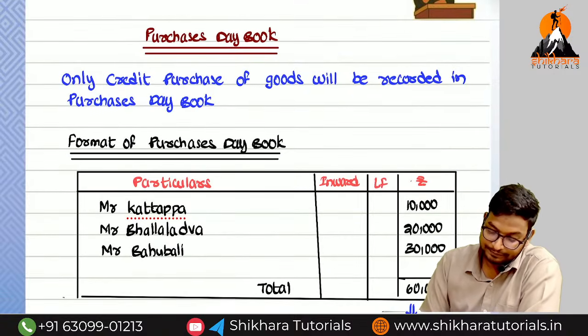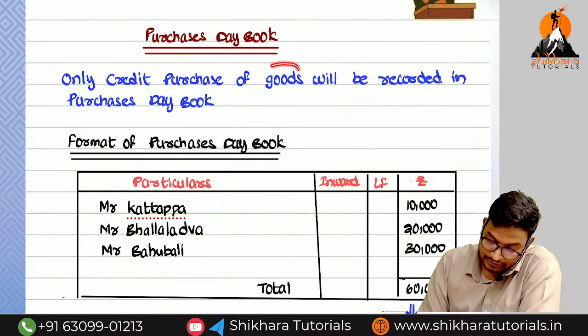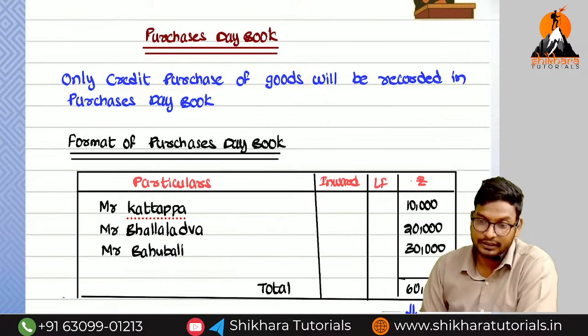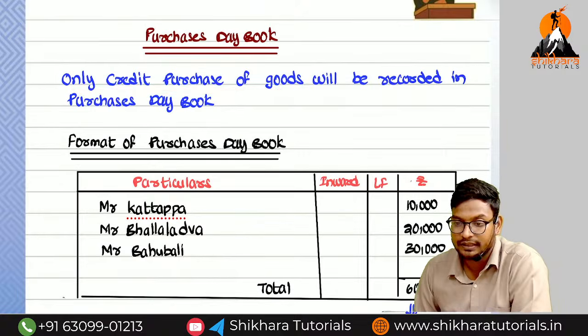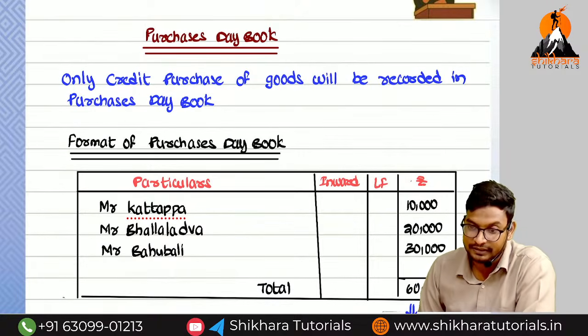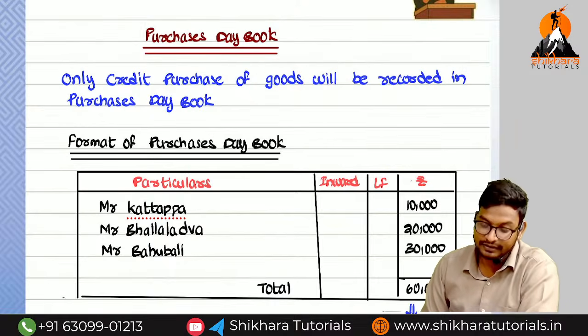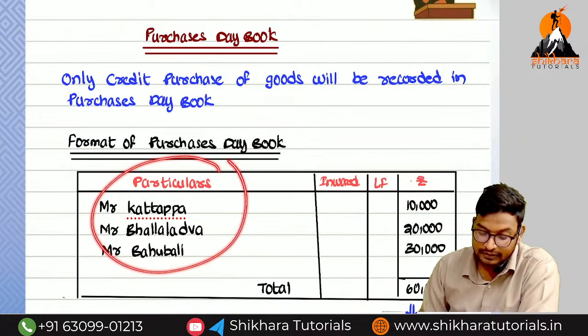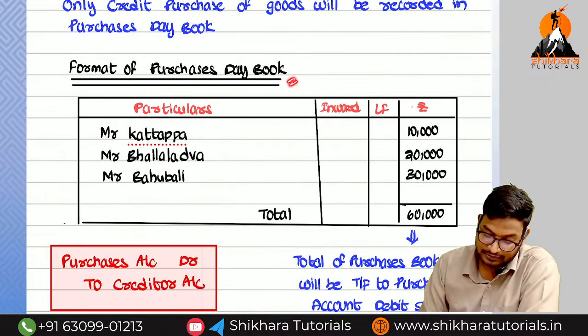Normally in this book we record only the goods which are purchased on credit. Only the credit purchase of goods we need to record here. We should not record any credit purchase of assets. Only credit purchase of goods will be recorded. That means creditors will appear in this book. What is the format of the purchase day book? Simple: particulars, inward invoice number, LF and amount in rupees.